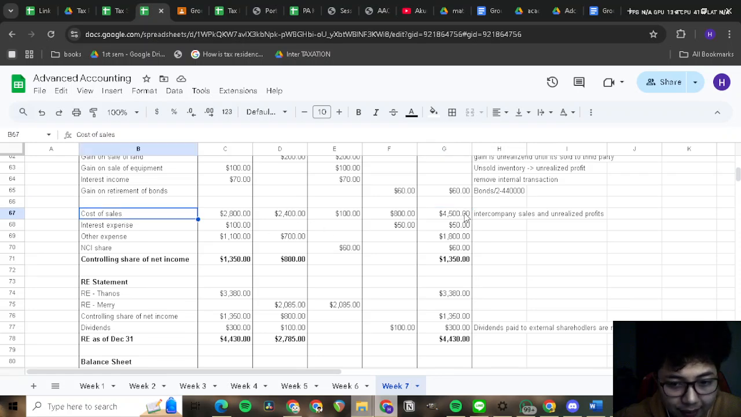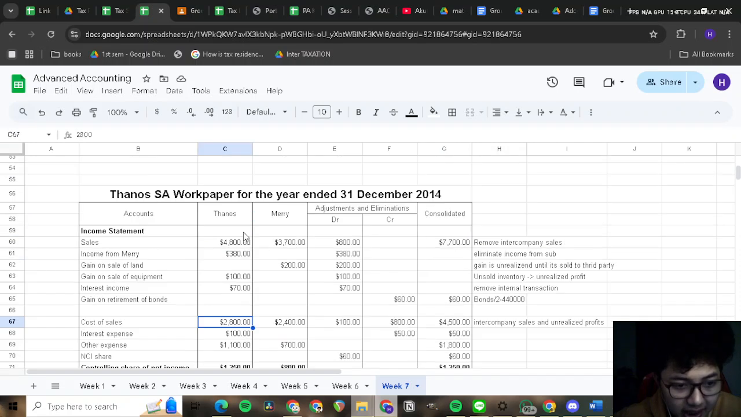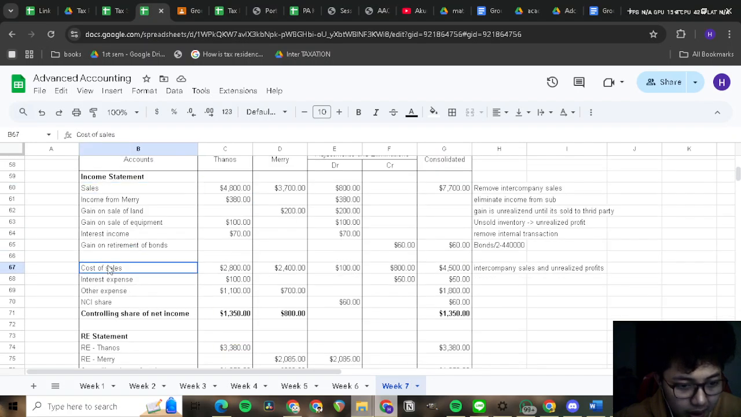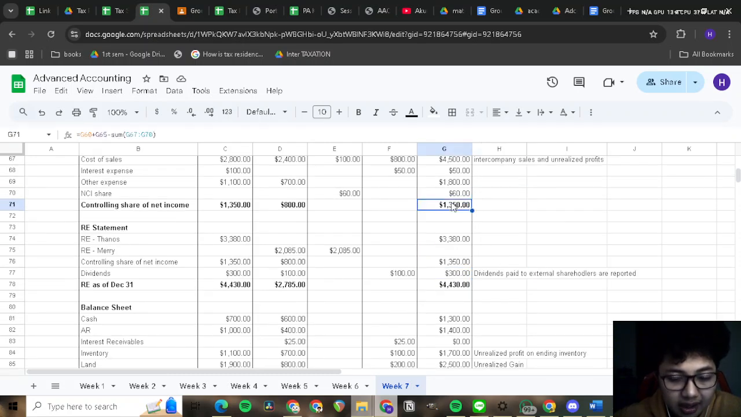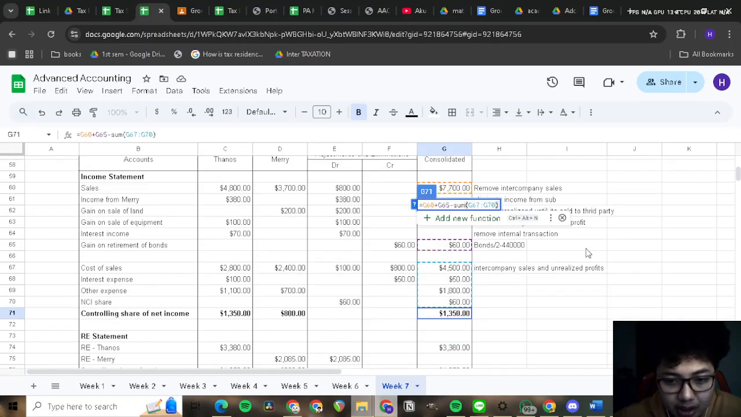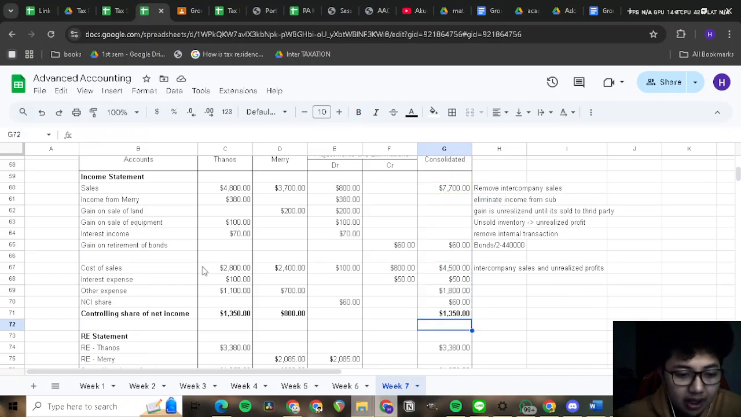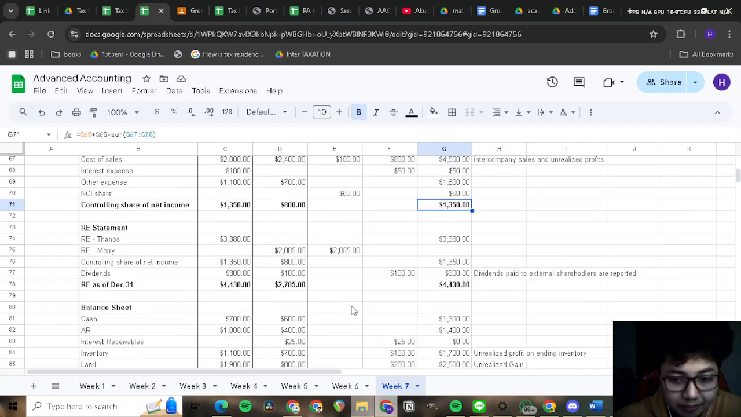And then, aside from that, you have cost of sales. Because I adjust the sales, I need to adjust cost of sales as well. And the NCI share, because I also want to recognize which part of the share is actually part of NCI and not us as the parent company. And in the end, if I sum it up, that should equal the controlling share of net income, the net income from Thanos, the parent. So, you know, it looks really good, right?